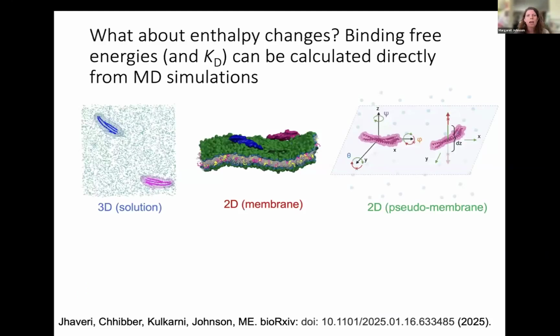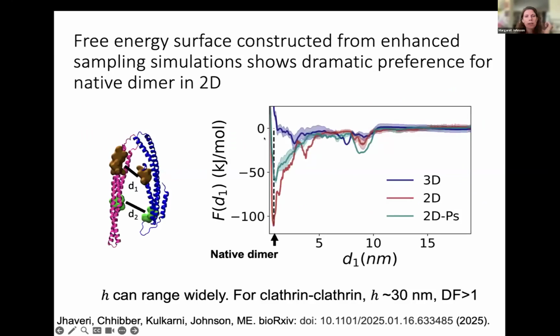We did 3D, lipid membrane bound 2D assembly, and this is just for a pair, and then we did a 2D pseudomembrane. And what we found was indeed, it's not just purely entropic all the time. You can get enthalpic changes. And so what I'm showing here is the free energy as a function of the separation. And you can see in 3D, it's not very good at selecting for the dimer, but it gets more and more selective for it when you start putting it in 2 dimensions. And this is essentially an allosteric effect. You change the configuration on the surface, and then it likes to bind more strongly.